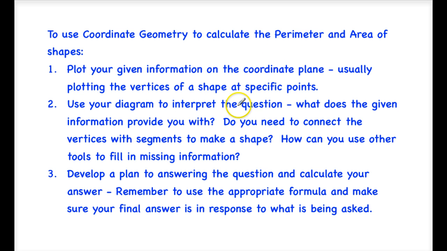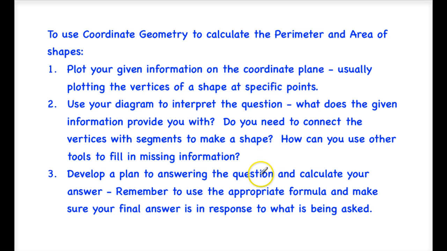Second, we're going to have to interpret the question, and we're going to have to use our diagram. What does the given information provide you with? If it's three vertices, then I know that my shape is probably going to be a triangle. So we'll need to connect the vertices with segments to make a specific shape. And if it's asking me for the area or the perimeter, I would need to define the length of each side. So I might have to use other tools like the distance or midpoint formula to determine what the lengths of sides are.